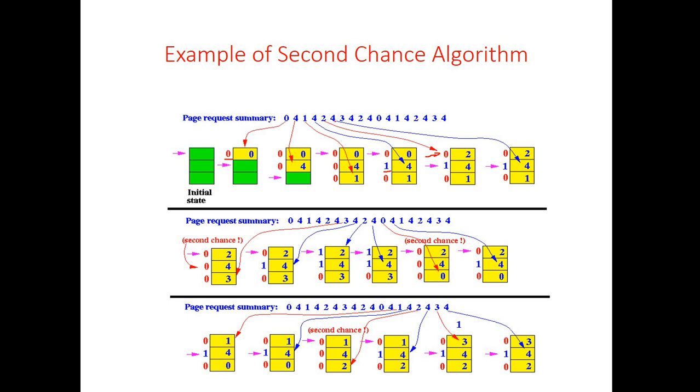Next one, page number 4. 4 is available in the physical memory and its reference bit is 1. So 1 remains 1.